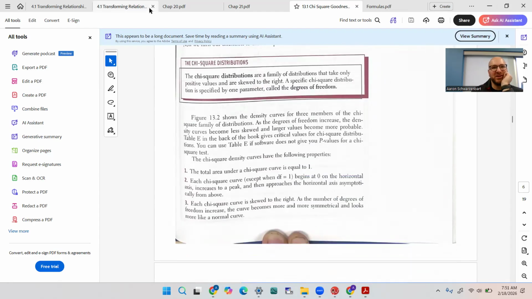This is the degrees of freedom for the goodness of fit test. There are two chi-square tests. There's independence, or association, and there's goodness of fit. Degrees of freedom is the number of lines minus one.